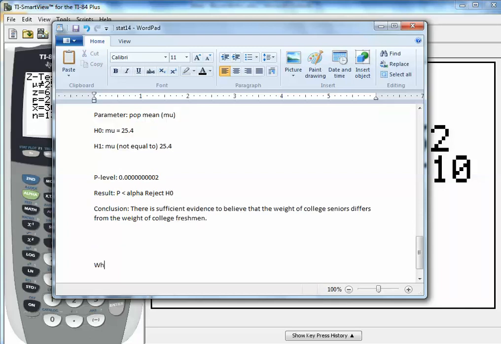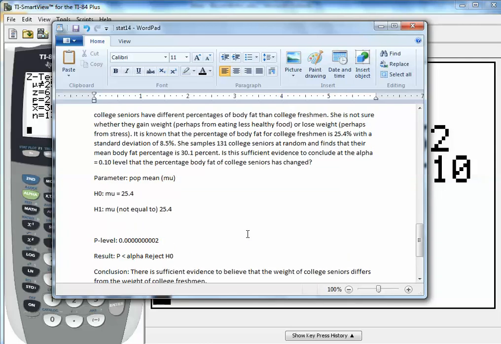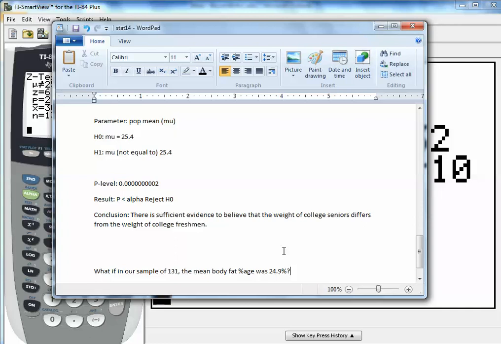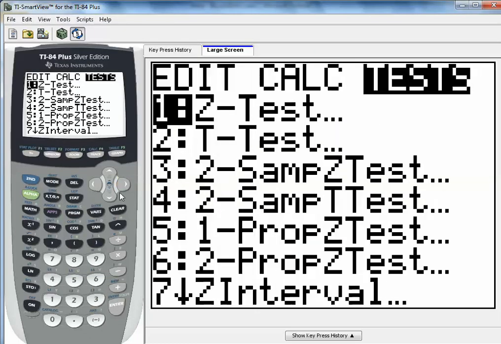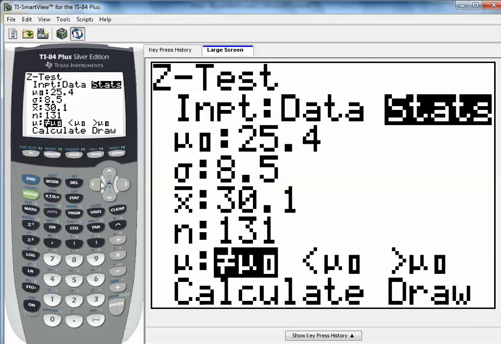Now, just as a change here, what if instead of 30.1%, we had, say, 24.9%? What if in our sample of 131, the mean body fat percentage was 24.9%? How would that change this? Well, it's the same thing we're doing here. Z-test. The only thing that's going to change this time is our sample mean, which is now 24.9%.